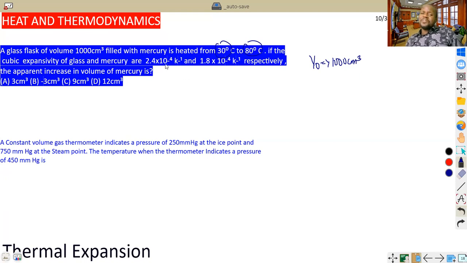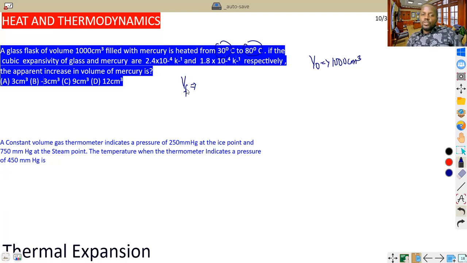Exactly what we talked about, apparent cubic expansivity. So it's very easy when you know the concept. What do we do here? It's very simple. Get the increase in volume of the glass, get the increase in volume of the mercury, and subtract. We know that for glass, the increase in volume, if you want to do it one by one. But if you want to do it together, you can just use gamma of this one minus gamma of this one, then use the initial V naught. But if you are still a beginner, you do it for glass, you do it for mercury, then you subtract. That is the apparent cubic expansion.